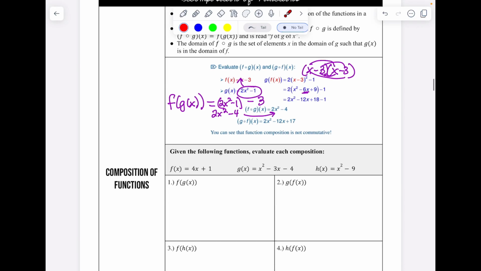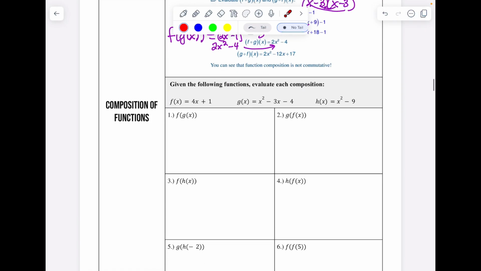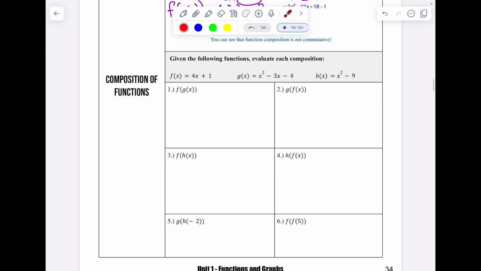So function composition is not commutative, order matters. F of g of x is very different than g of f of x. All right, so we have 3 example functions here, f, g, and h, and we're going to go through and do some different compositions. Number 1 says f of g of x.